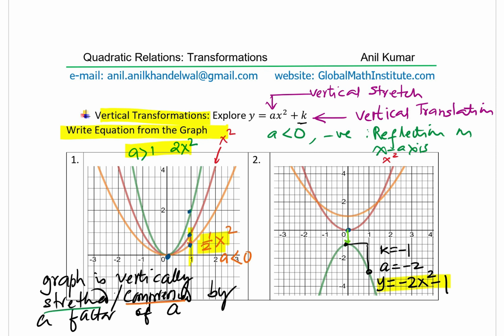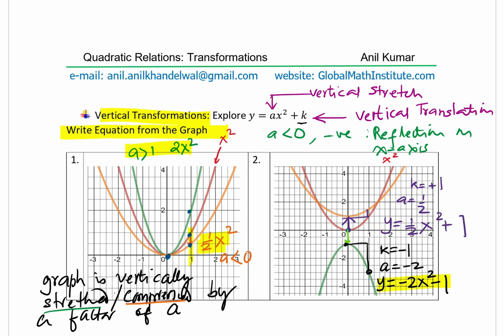I hope you are getting the idea. Now let's look into the second graph, which is shown right on the top. In that particular case, what you notice is that the graph has actually moved 1 unit up. That means the k value is plus 1. Now, if I move 1 unit to the right, how much up do I go? I go only half the value. And therefore, the graph equation is half x squared plus 1.